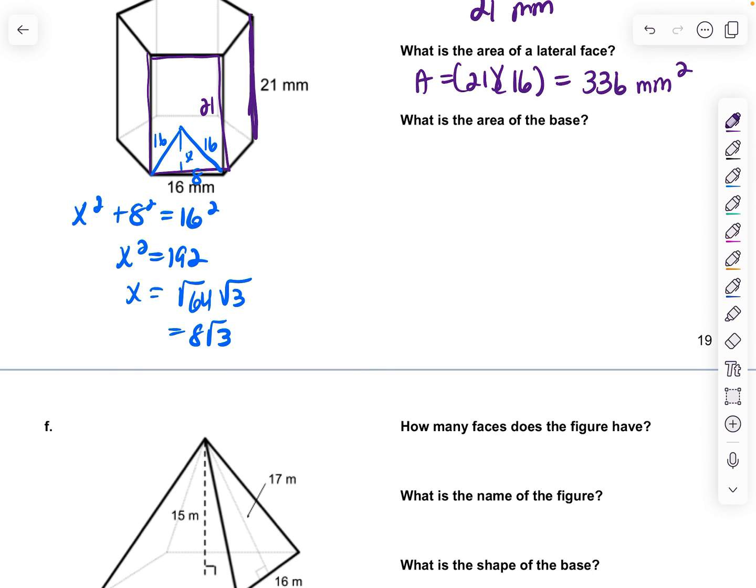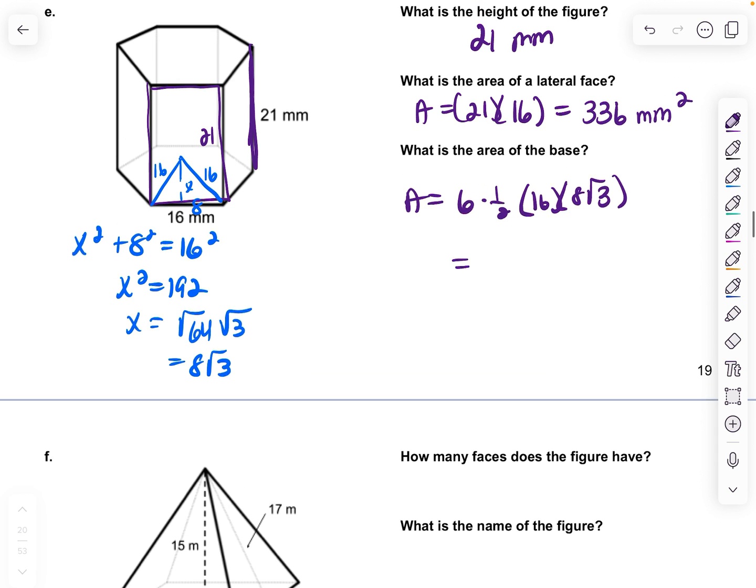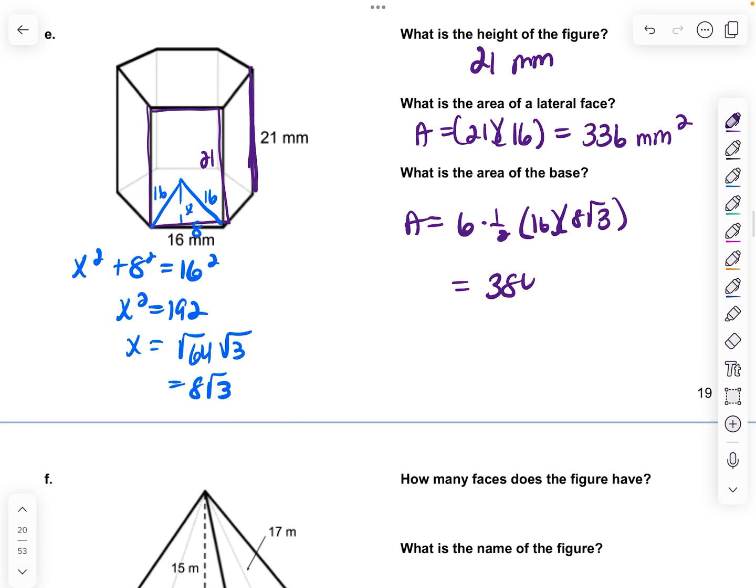And then finally, the area of our base is 6, because there are 6 triangles, times 1/2 times the base is 16 times the height is 8 square root 3. Multiply all the numbers that are not underneath the square root, and we get 384 square root 3 millimeters squared. Okay, we will be finishing off the rest of those in class.